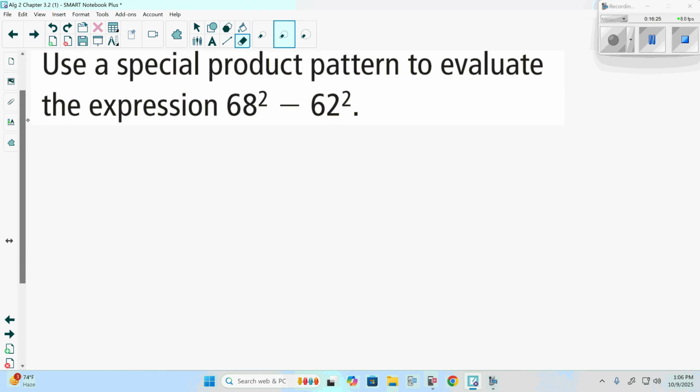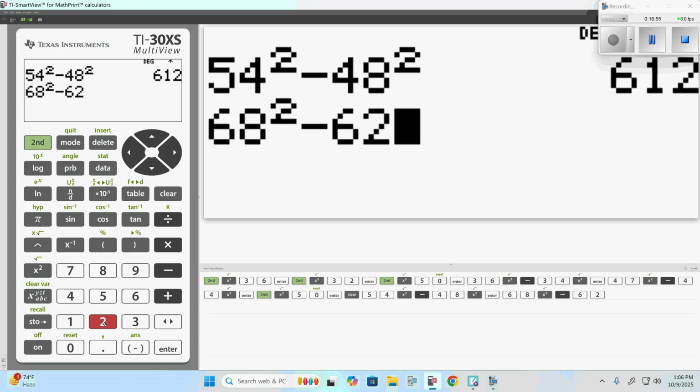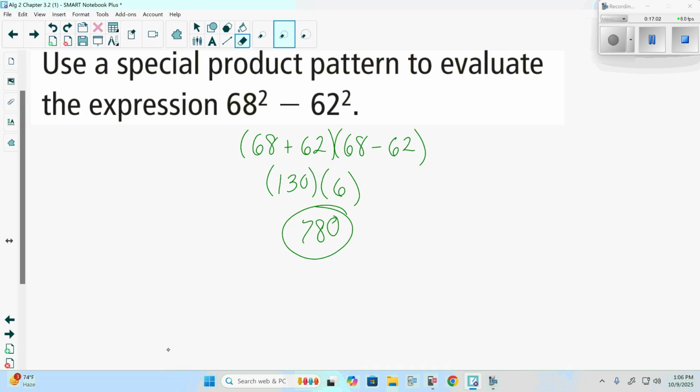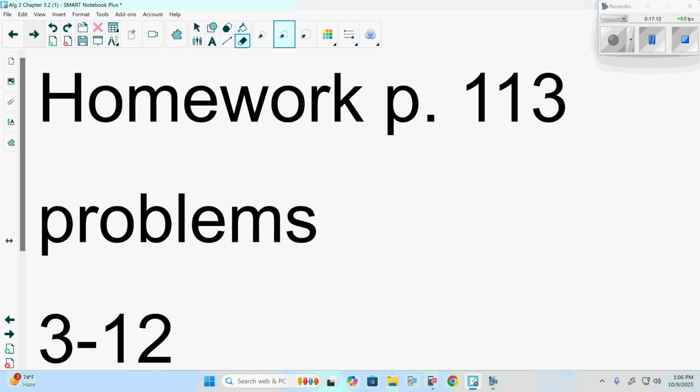So 68 squared minus 62 squared. 68 plus 62 times 68 minus 62. 68 plus 62 is going to be 130. 68 minus 62 is 6. 780. Questions on this here? That's it.